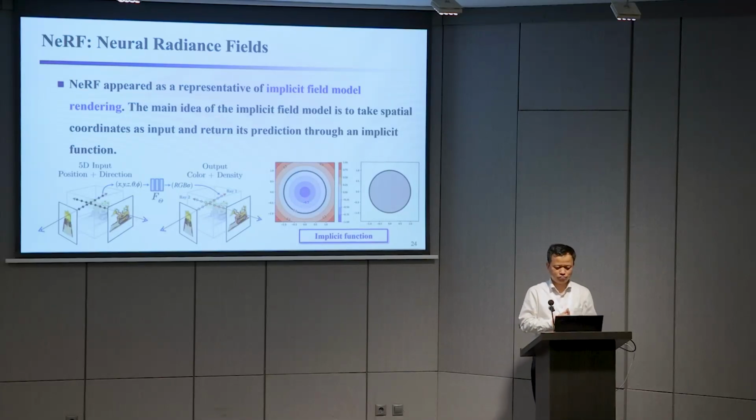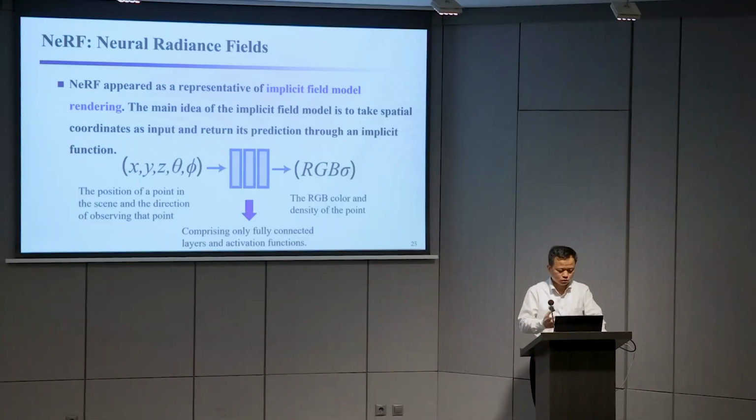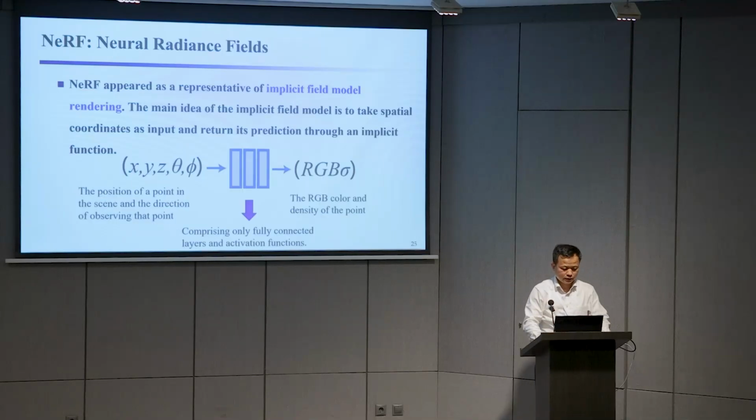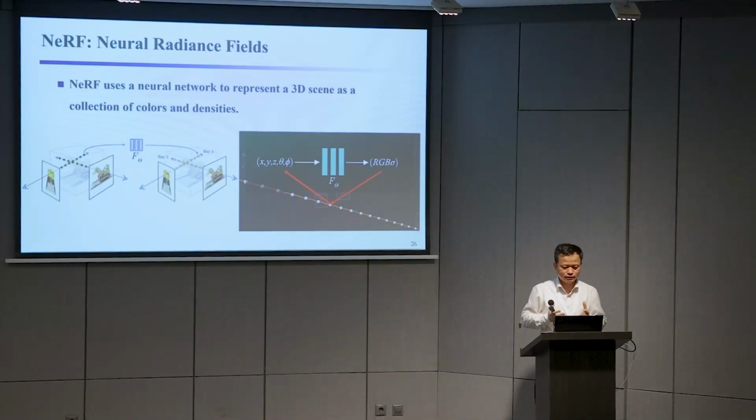The main idea of the implicit field model is to take spatial coordinates as input and return its prediction through an implicit function. So the input is the position of a point in a scene and the direction of observing the point. And the neural network, comprising only fully connected layers and activation functions, can predict the RGB color and the density of points at such sample points on the line. So NeRF uses a neural network to represent a 3D scene as a collection of colors and densities.